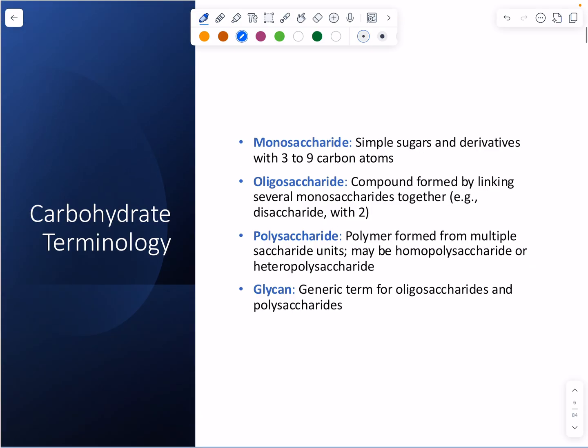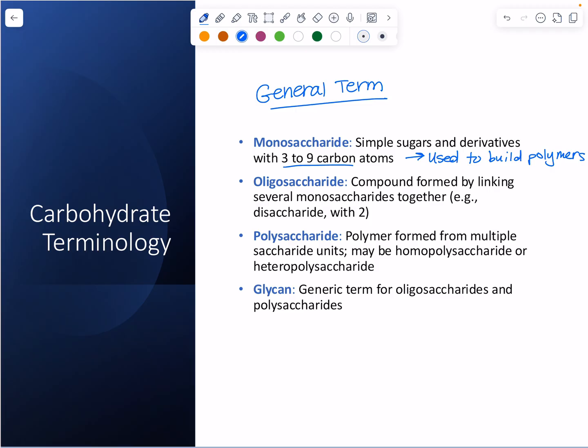So we're going to start out by introducing some basic carbohydrate terminology. We're going to develop it further in later sections as we learn full naming conventions, but these are more general terms. So first of all, the term monosaccharide refers to simple sugars and their derivatives. These are going to have 3 to 9 carbon atoms, and again, can be used to build polymers.